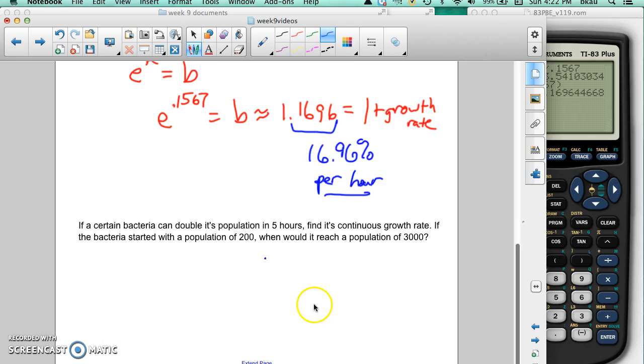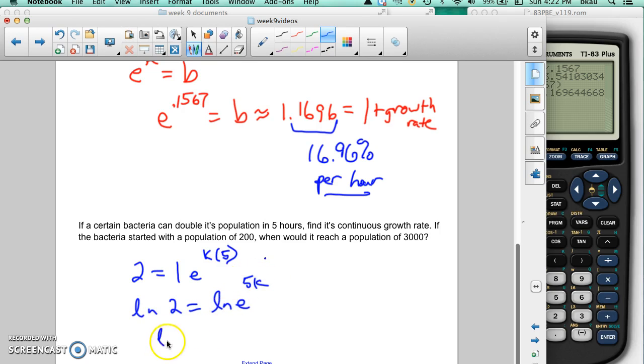I think this is the same type of problem actually. It just says if we can double in 5 years or 5 hours, what's the continuous growth rate? So this is a very similar problem. I would start off with 2 equals 1 e to the k times 5. And I would solve it the same way. Natural log 2 equals natural log of e to the 5k. These two drop out, so it's ln of 2 divided by 5 equals k. So following the same thing, that's what we're going to get. We can just find k that way.